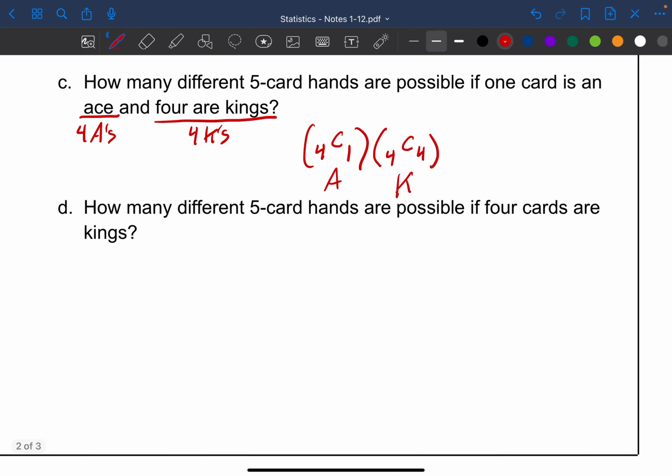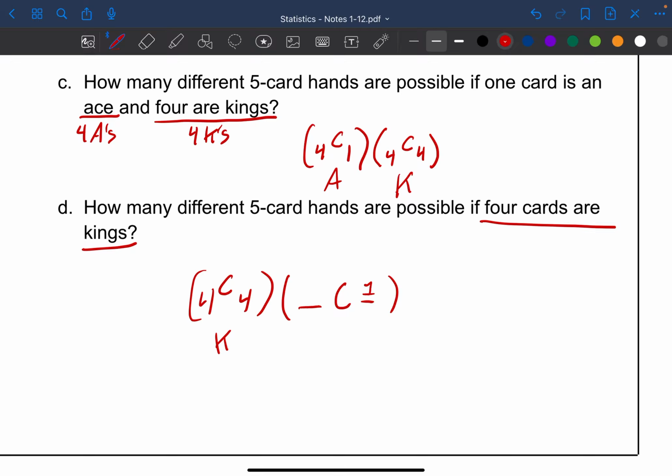Now, letter D, it says how many different 5-card hands are possible if 4 cards are kings. So we know that 4 cards come from the kings. And a lot of people would stop there. But the problem is there's still 1 card left to account for. And the thing is, where's that card coming from? Well, it's not a king. So the question is, how many cards are not kings? 48.